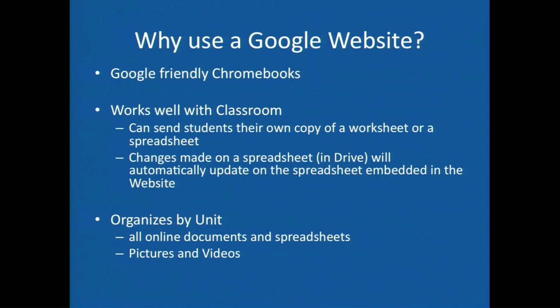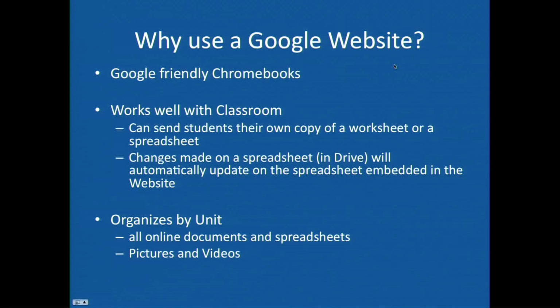So using a Google website, that's what I use online. We're one-to-one. We have Chromebooks, and they're directly related to Google. So we use the Google website. It works well with Classroom, which we just kind of talked about. So I push everything out through Classroom, and their documents and spreadsheets that are sent through Classroom just embed directly into their Google website. And any changes that you make, no matter where you make them, show up everywhere. So if I say you need to go back and fix this, they'll go back and fix it, and it just updates automatically on their website.